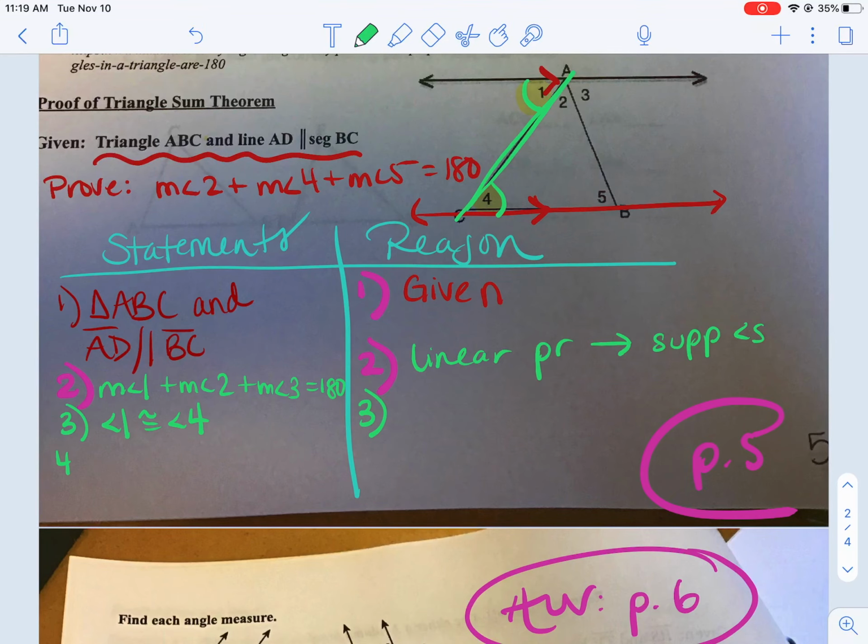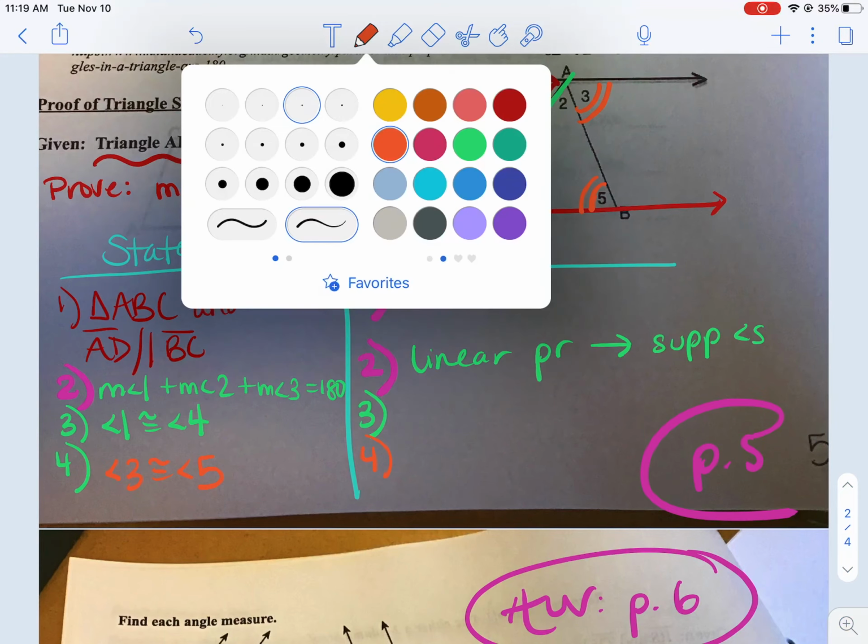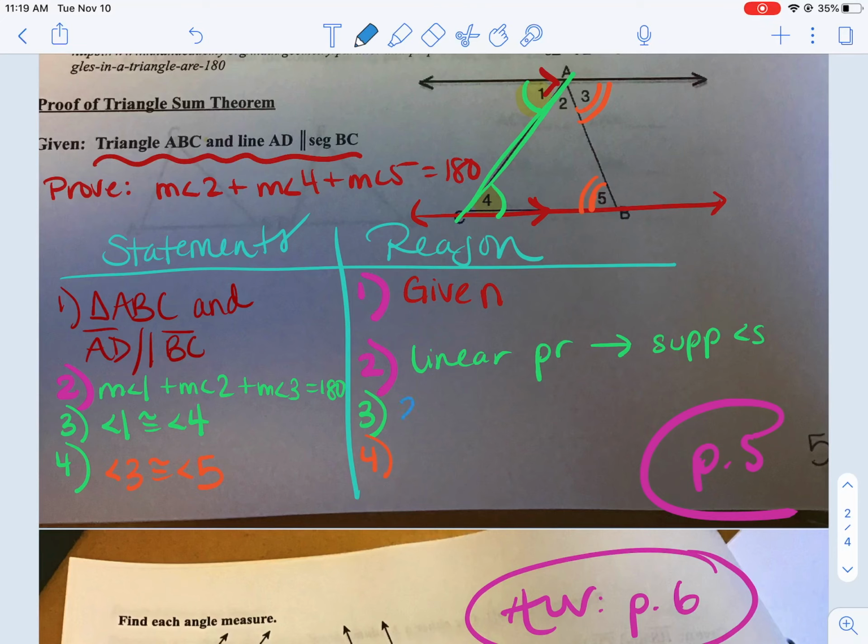We also know, and I'm going to use a different color, that angle 5 down here is congruent to angle 3. Why is that true? These are inside parallel lines on opposite sides. Since we have parallel lines, let me show you a trick for this. We can say that two parallel lines imply alternate interior angles are congruent.